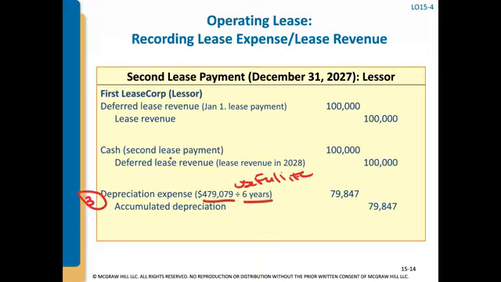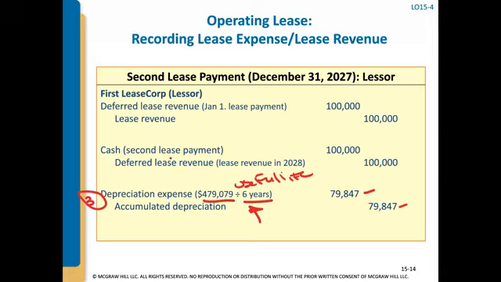We're going to just do a straight line depreciation, taking the cost divided by the useful life, which gives us $79,847 of depreciation expense for each year for the next 6 years, and then we're going to credit the accumulated depreciation for the same amount.